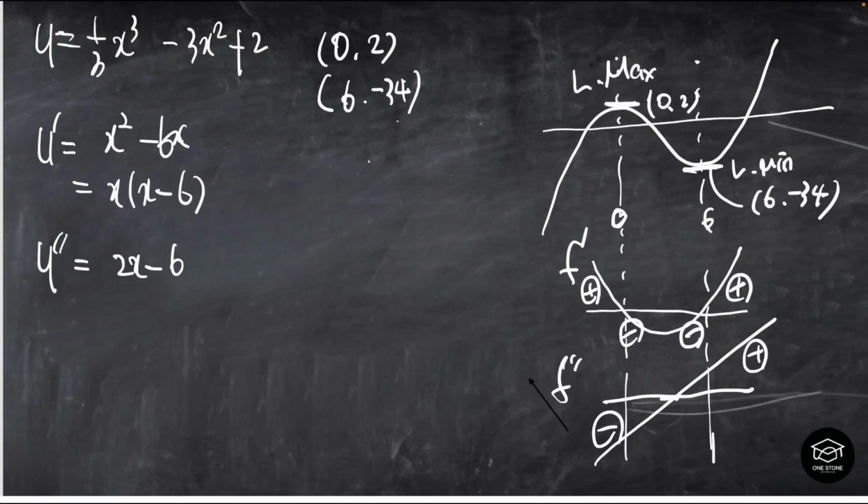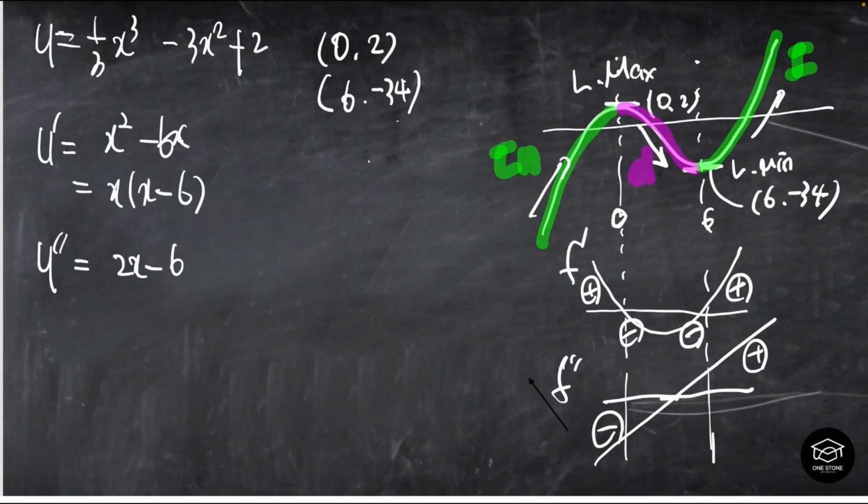Next, let's describe the intervals of increase and decrease. Since the derivative is x times the quantity x minus 6, for values of x less than 0, the derivative is positive, and the function is increasing. For values of x between 0 and 6, the derivative is negative, and the function is decreasing. For values of x greater than 6, the derivative is positive again, and the function is increasing. So the function increases from negative infinity up to 0, decreases between 0 and 6, and increases again beyond 6.